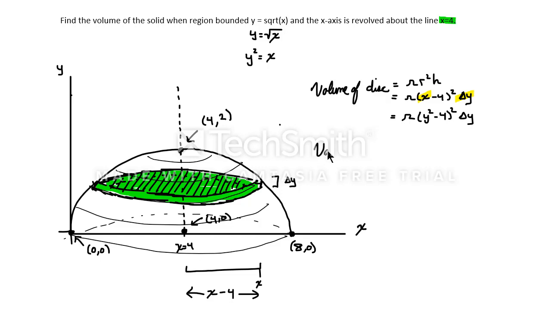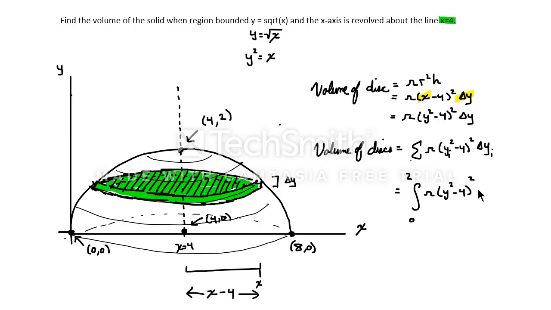Now it's time to talk about the volume of my disks, plural, which is a summation of the volume of a single disk, the volume of pi, y squared minus 4 squared delta y. In calculus, we like to write the integral from 0 to 2 of pi times y squared minus 4 squared dy instead of delta y. The integral is fairly basic after factoring out pi and foiling out y squared minus 4 squared, which turns into y to the fourth power minus 8y squared plus 16 dy.